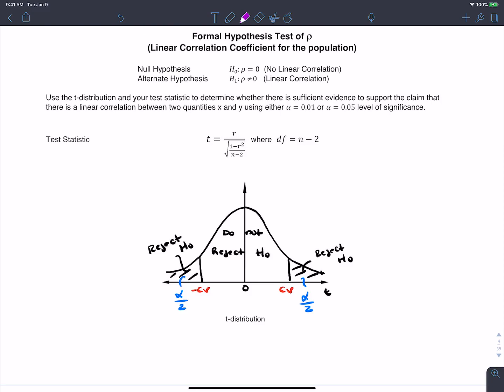We have a test statistic, right? So T with this test statistic formula. And remember, your degree of freedom is n minus 2. And you're going to set up your hypotheses this way here, where rho is 0, rho is not 0. We went through that already. And you have here your decision rule. So if you guys remember that, here's your decision rule.